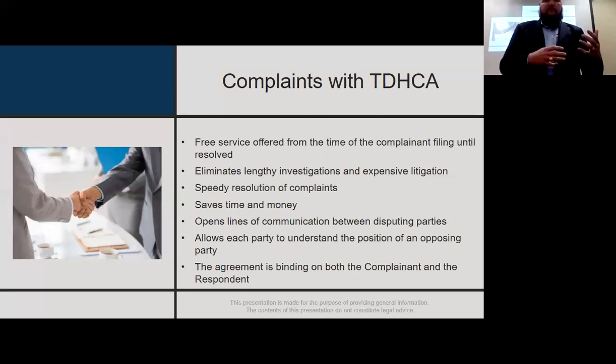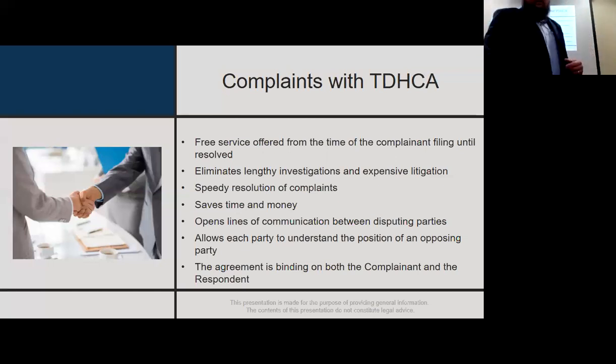Now, if you do reach a resolution in this process, it is binding. So now you've reached an agreement. The next day, they can't wake up and say, change my mind, I do want to see you. Once you've signed off on the mediated settlement agreement, that is binding on both parties.